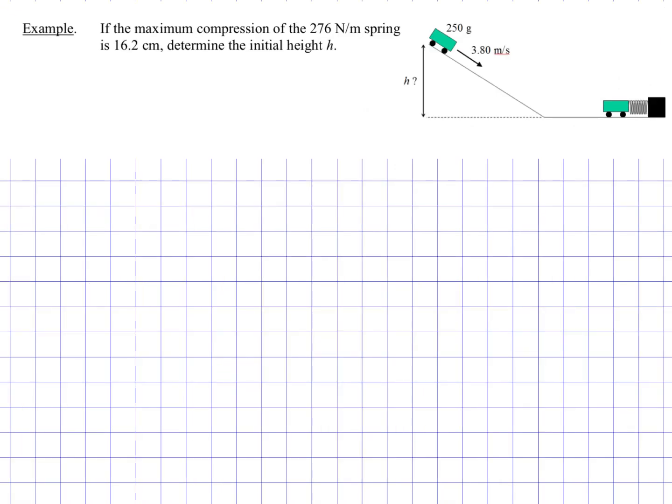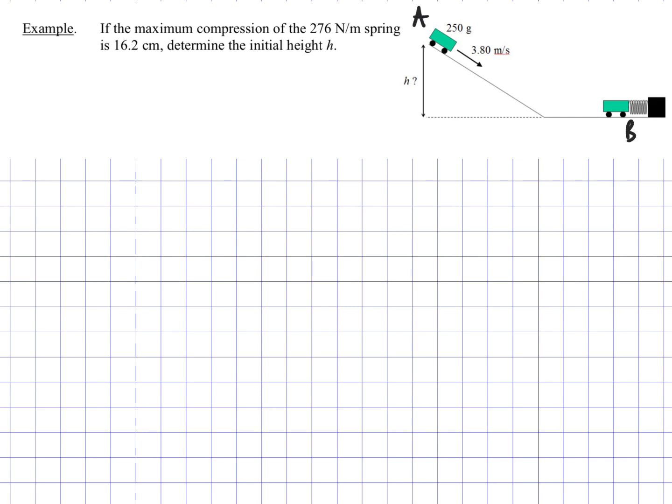Okay, last example. This one's involving a spring. So we have a little cart, a 250-gram cart with some speed, and it is rolling down this hill with an unknown height that we're going to try and figure out. It rolls down and it hits this spring, and it compresses the spring entirely until which point it stops moving. So there's this moment at the end where, let's call this position B, let's call this position A.